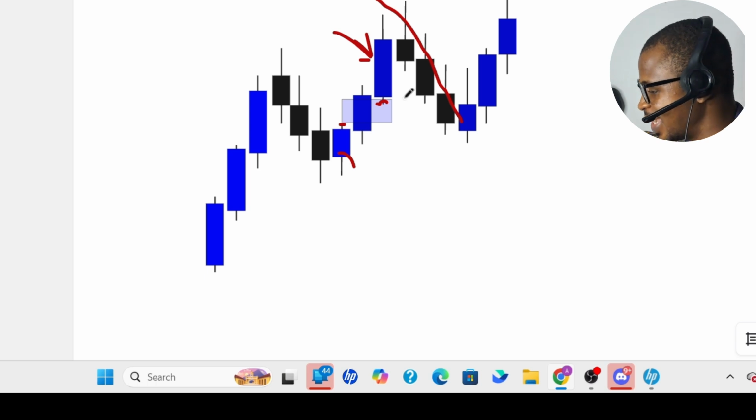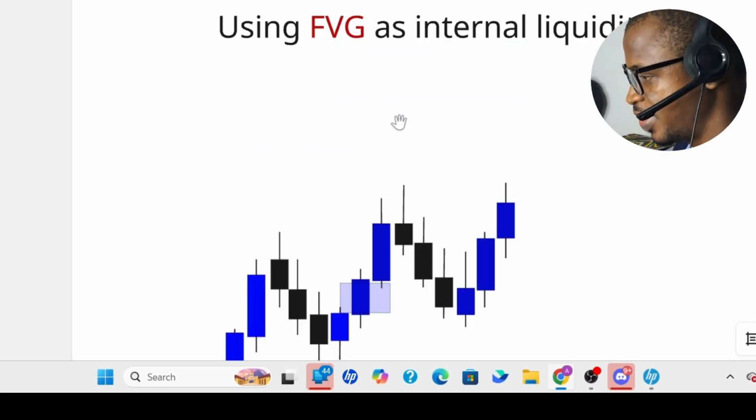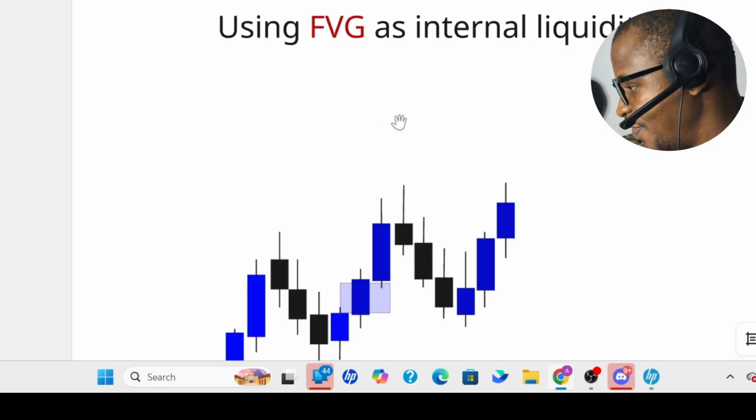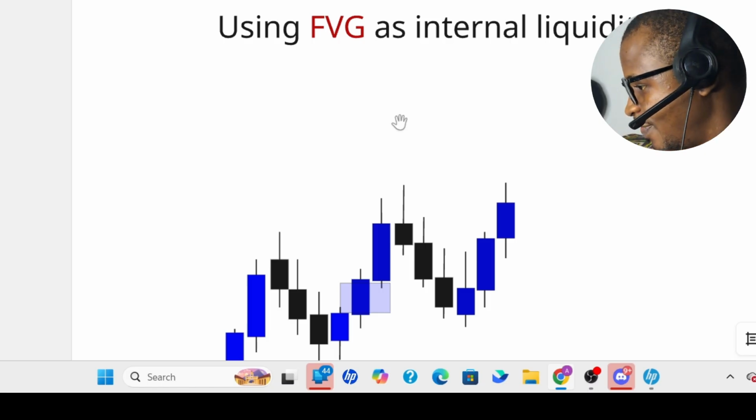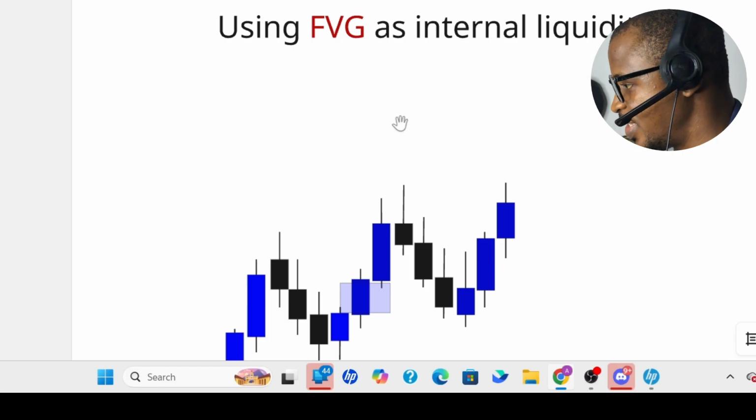The price takes out this fair value gap, which is now the internal liquidity. So, hello, smart trader. I want to talk about how you can effectively use your fair value gap as your internal liquidity. First of all, what is internal liquidity when we are talking about price structure?